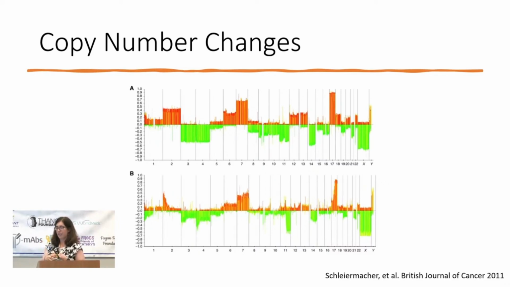So the DNA is a little bit more broken up, a little more irregular. And so these are the two main patterns of copy number changes that we can see, either whole chromosome gains and losses or segmental chromosome gains and losses. And these are associated with different prognostic significance.